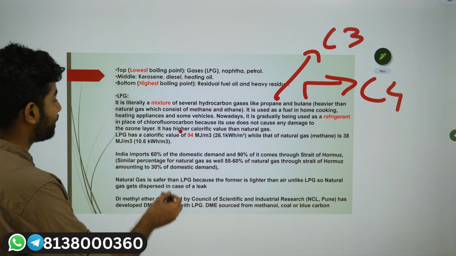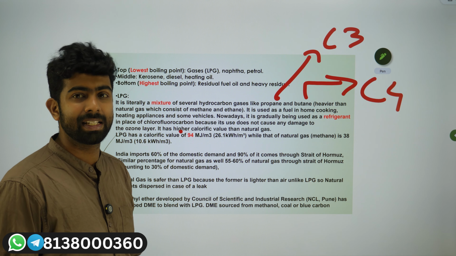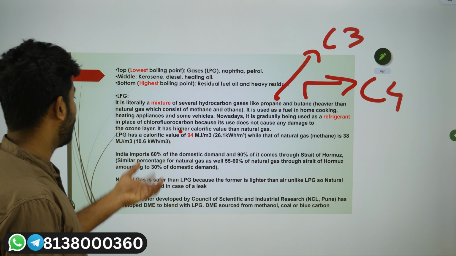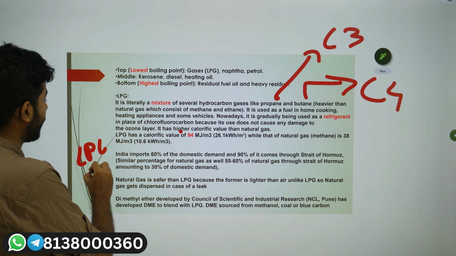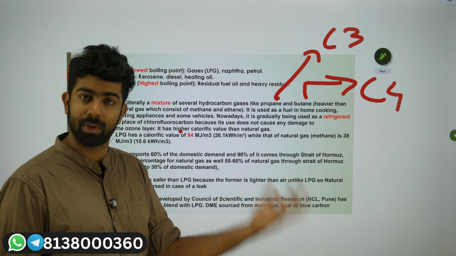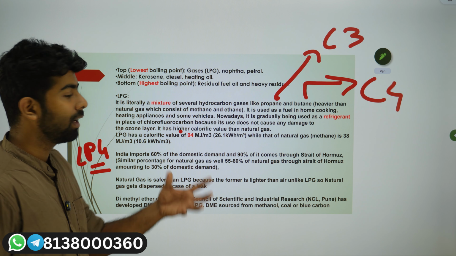Right. So if you look at the import dependence, India imports about 60% of our domestic demand of LPG. Okay, 60% of the domestic demand is met by imports and 90% of that actually comes from the Strait of Hormuz. So it causes a supply disruption in case of closure. The same kind of import dependency is there for natural gas, but from the Strait of Hormuz only 30% actually comes.